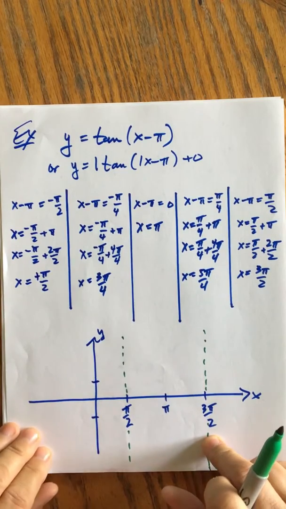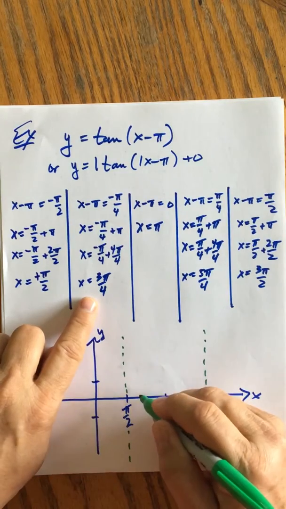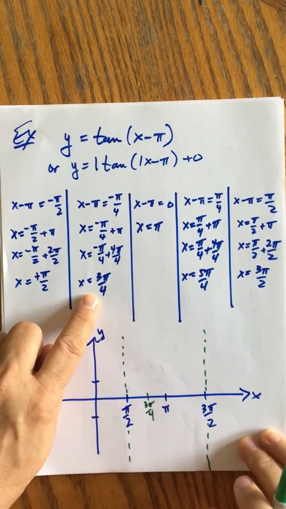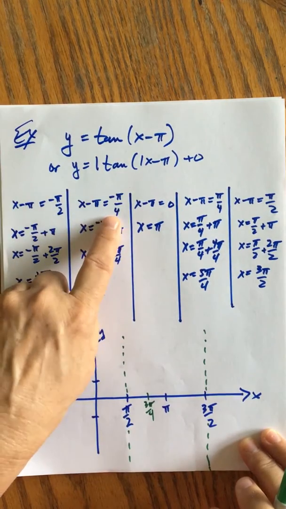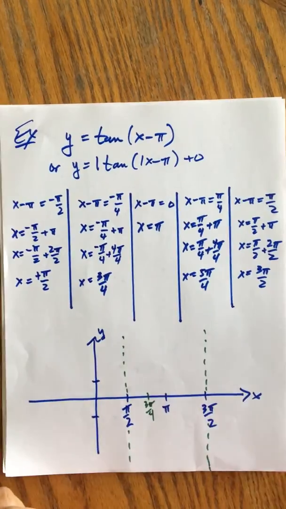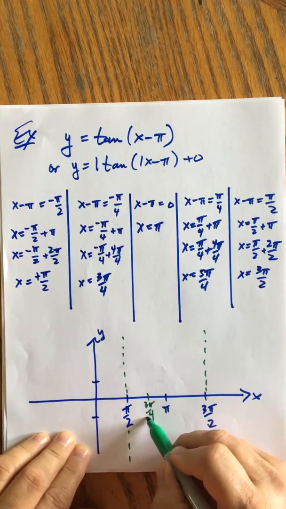And then I know that at 3 pi over 4, it's as if I'm taking the tangent of negative pi over 4 when I put it in here. And I know that the tangent of negative pi over 4 will end up being negative 1. So I'm going to go over to 3 pi over 4 and then down here to negative 1.